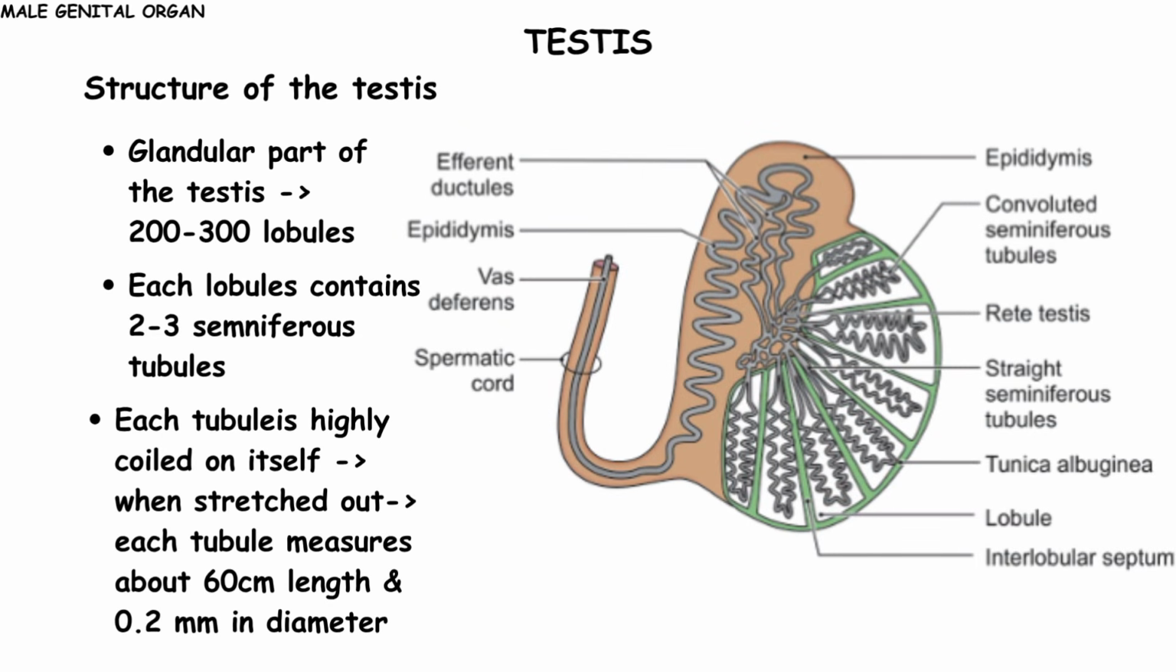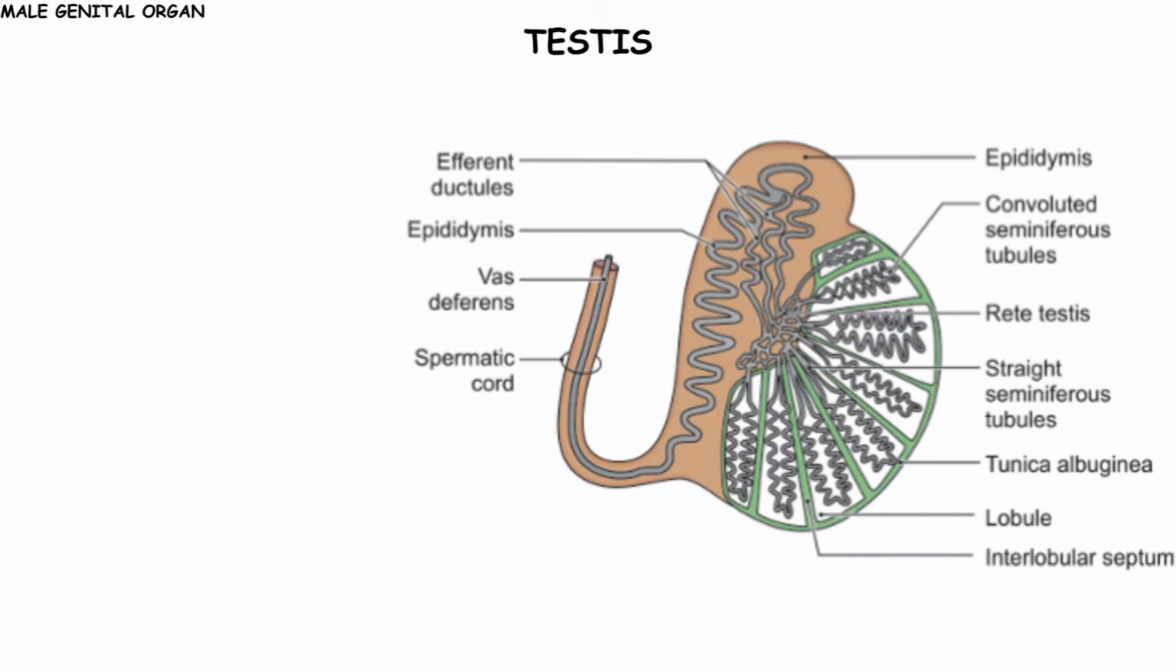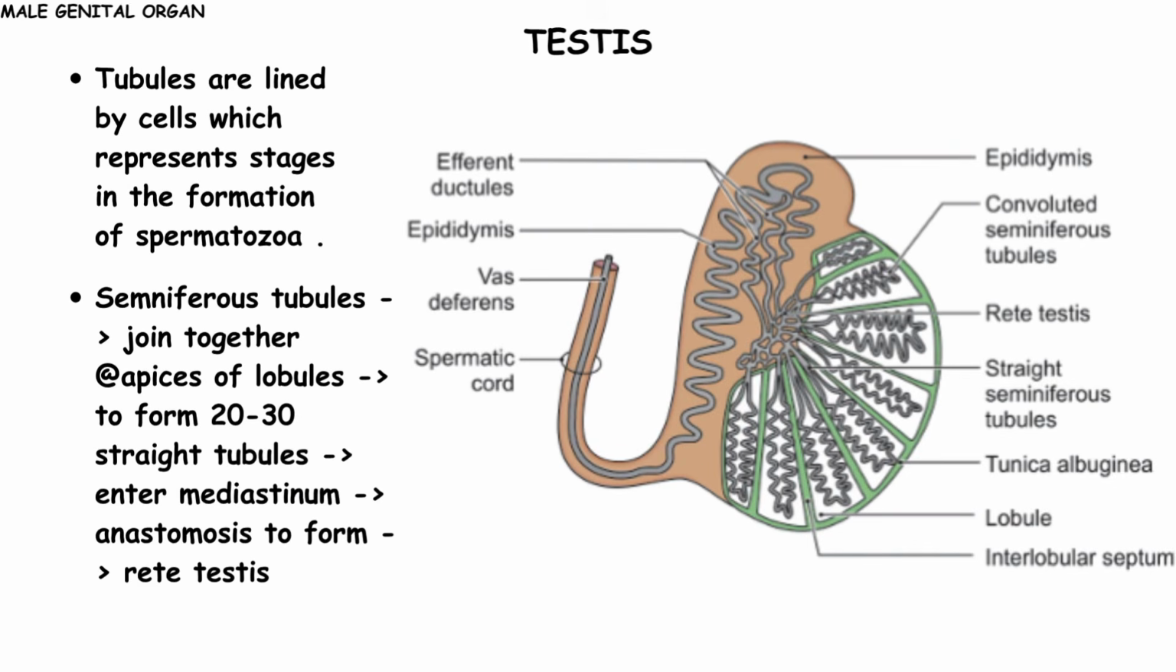Structure of the testis. Glandular part of the testis: 200 to 300 lobules. Each lobule consists of 2 to 3 seminiferous tubules. Each tubule is highly coiled on itself. When stretched out, each tubule measures about 60 cm in length and 0.2 mm in diameter. Tubules are lined by cells which represent stages in the formation of spermatozoa.